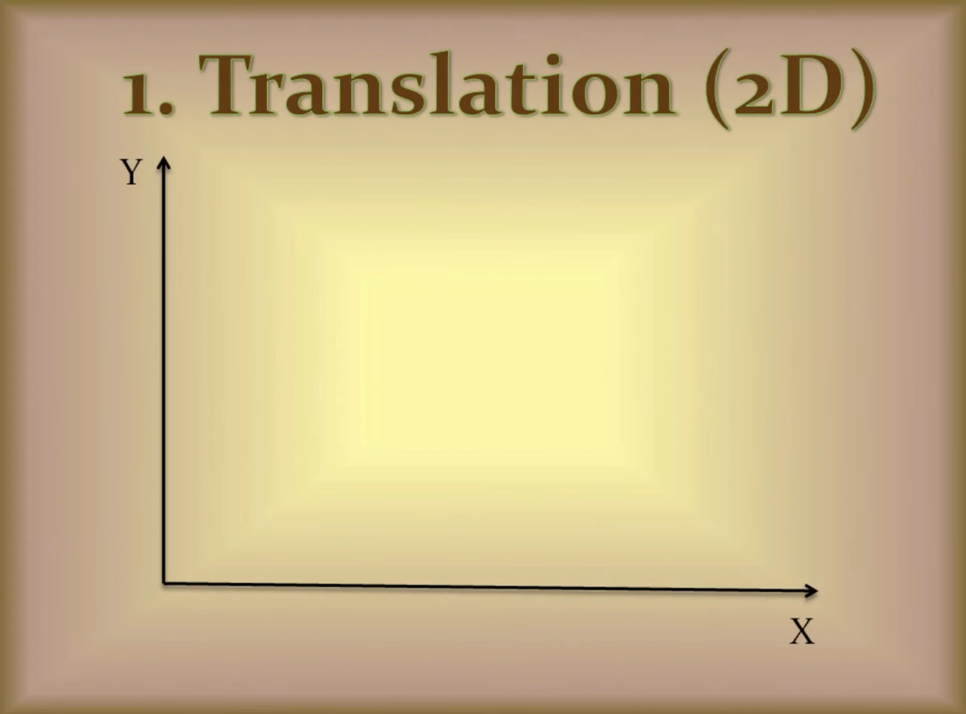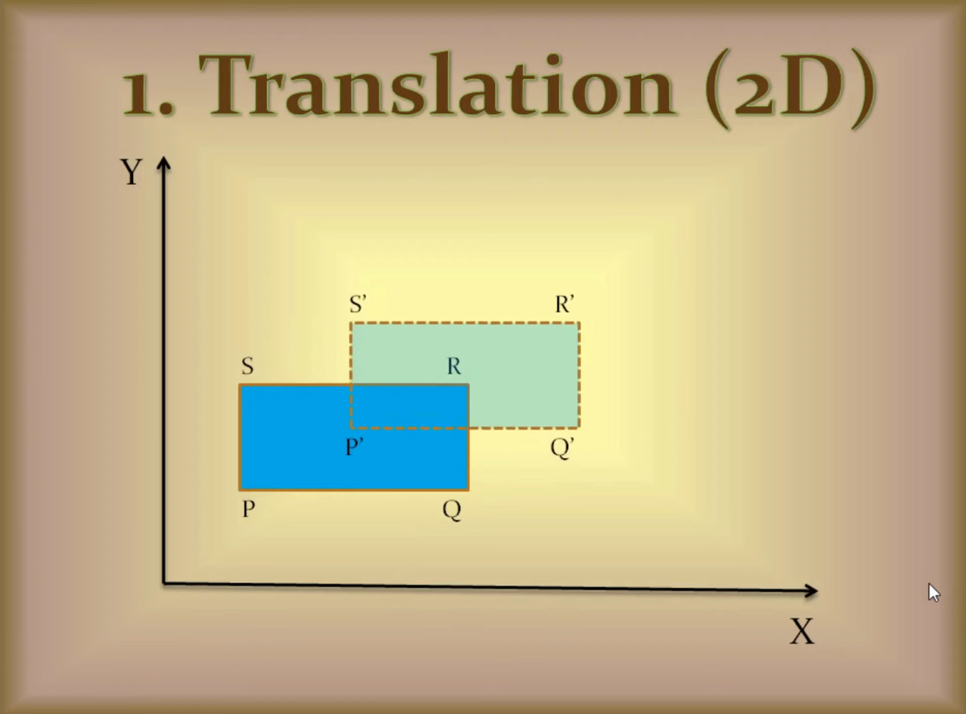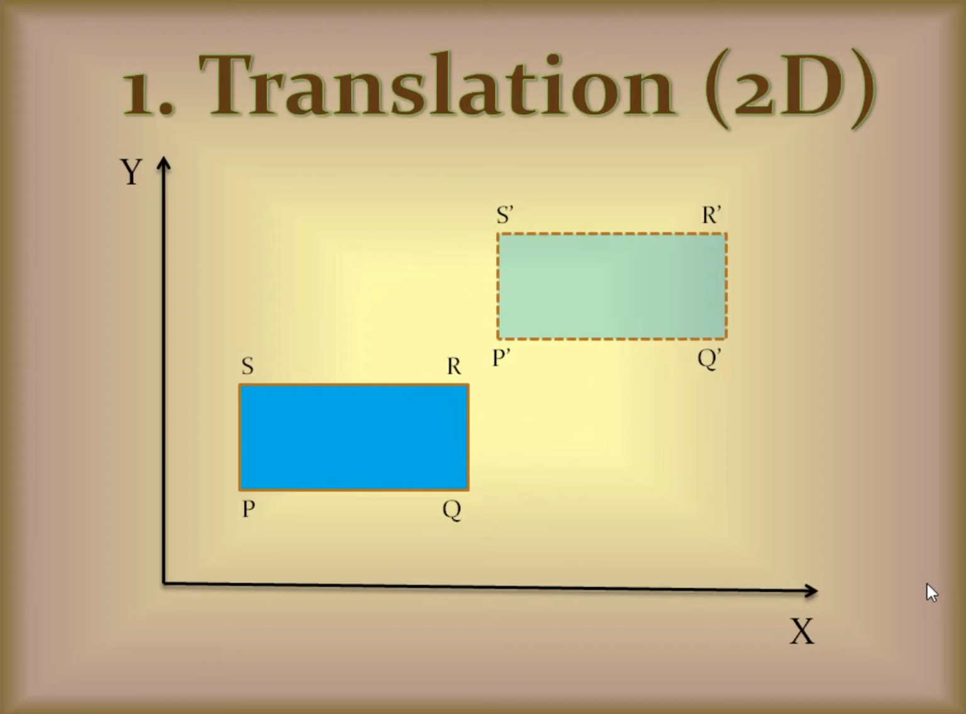2D translation takes place in a two-dimensional plane. Here we take the XY plane in which translation happens. A rectangle PQRS is drawn on the screen. It is translated to a new position. New vertices are named as P dash, Q dash, R dash and S dash. Now you can see both initial and final position of the rectangle.